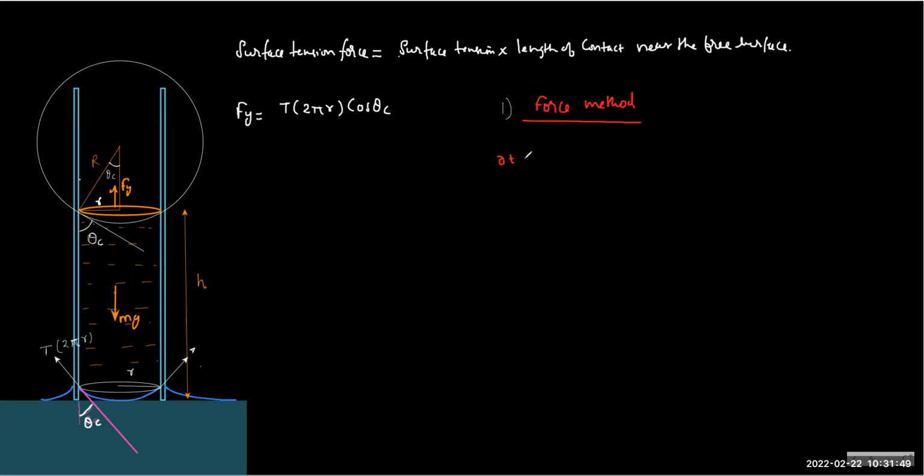At equilibrium, we can write, tell me: T times 2 pi r cos theta c is equal to mg. But what is mg? Because the density will be given to you, not the mass. The height h is given to us. Rho g? No, we have to add the weight. This equals mg. So what is m now?